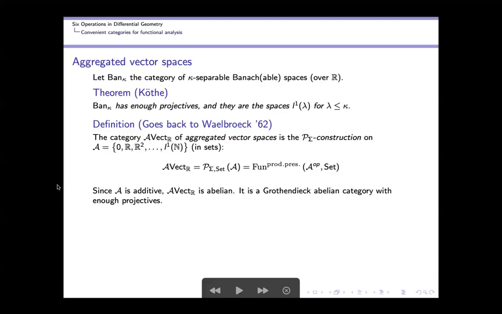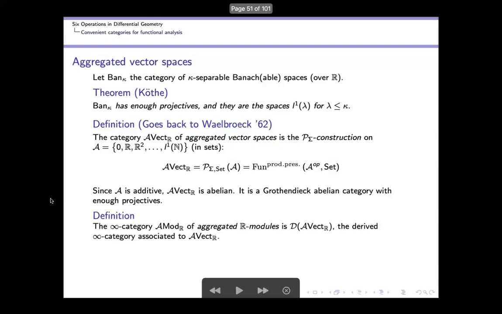So by construction, by just category theoretic nonsense, this category that I'm going to call aggregated vector spaces, a name that I'm going to explain in a sec, has all these good properties. It's abelian, it's Grothendieck abelian, it has enough projectives. And so immediately we can do homological algebra with this right away.